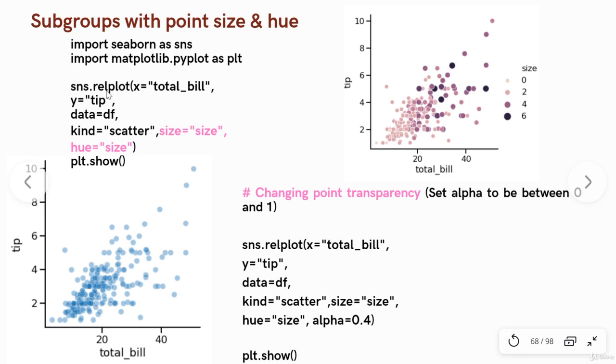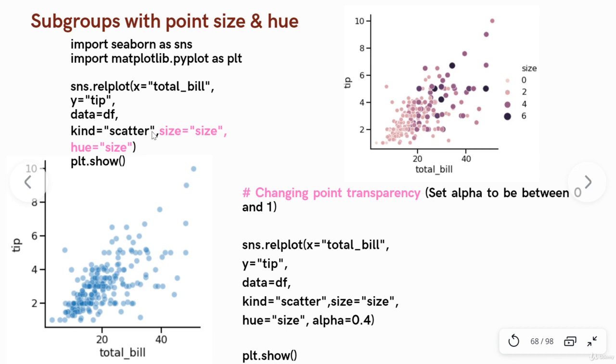So I will do the same. I will call the same relplot function. Then x I want to take as total_bill, y I want to take as tip, data is df, and the kind of plot I want is scatter. I'm introducing another thing here, which is size equal to size.